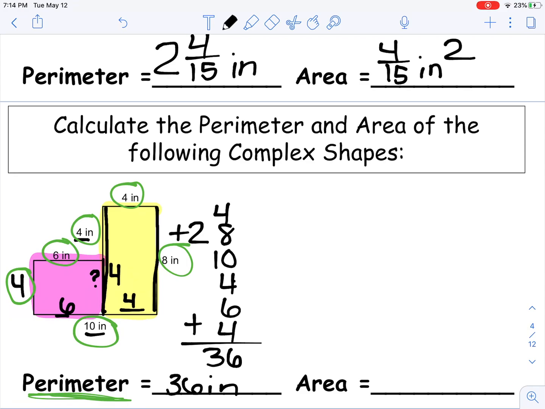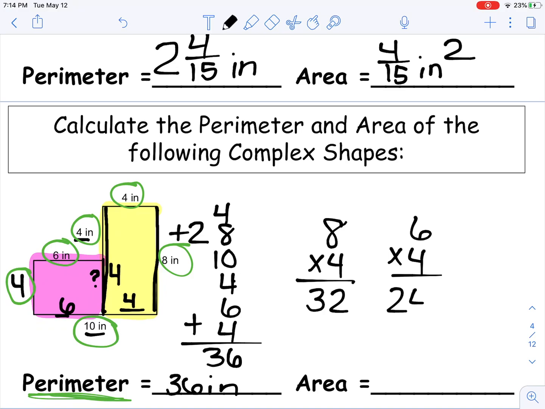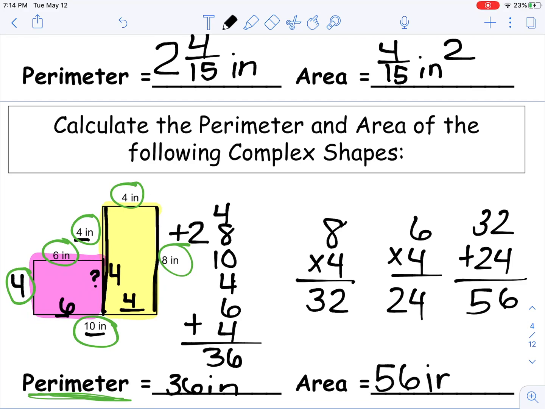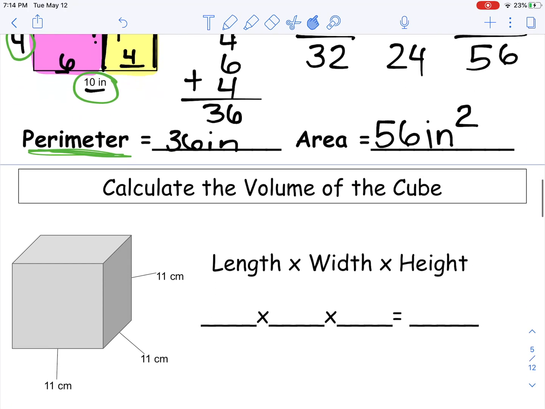Remember area, you need to get the area of both figures. So I need the area of the yellow rectangle and the pink. Remember, area of a rectangle, length times width. So that yellow one, I'm going to do 8 times 4. Gives me 32. The pink one, I'm going to do 6 times 4. Which gives me 24. And I need the total area of the shape, so I'm going to add those two numbers together. 32 plus 24, which gives me 56. Again, it's area, so inches for my units, which it has, and then it's always squared for area.